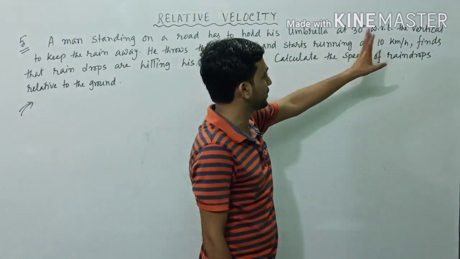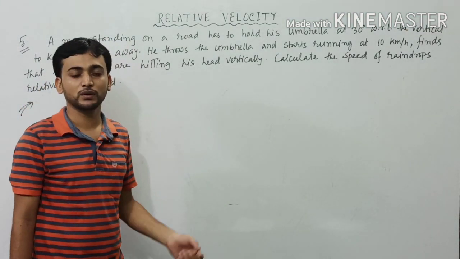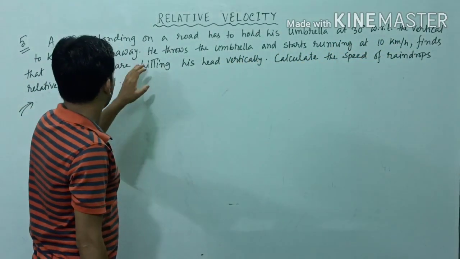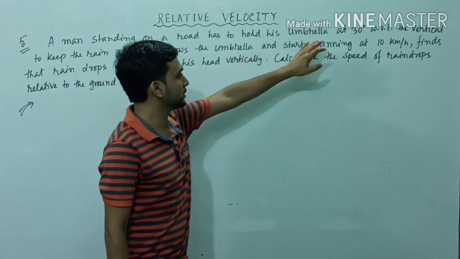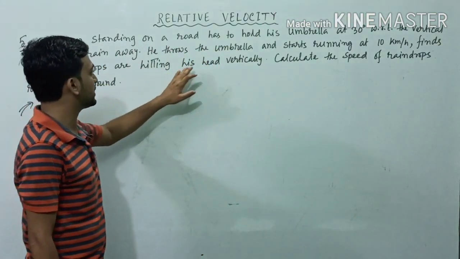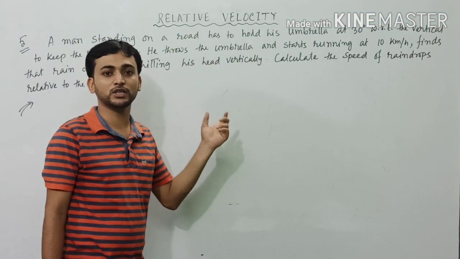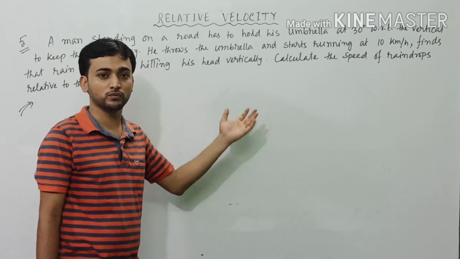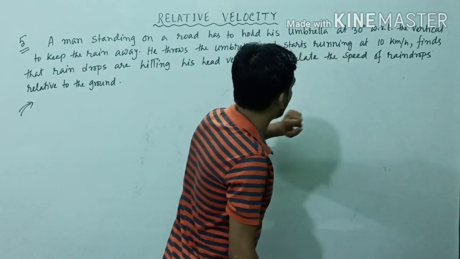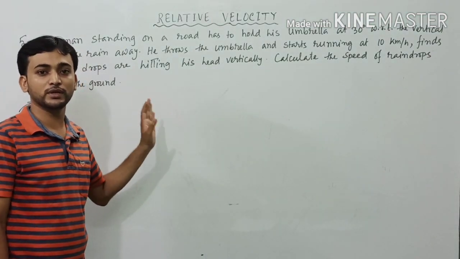Here it is given that a man standing on the road has to hold his umbrella at an angle of 30 degree with respect to the vertical, so that he can keep himself out of the rain. So what will be the actual direction of the rain? This will be 30 degree with respect to the vertical. Now he throws the umbrella and starts running at 10 km per hour, finds that the raindrops are hitting his head vertically. So the apparent direction of motion of the rain with respect to the man, as the man starts his motion, should be along the vertical direction. Understood? We have been asked to find the speed of raindrops relative to the ground, that is, actual velocity of raindrop we need to find.